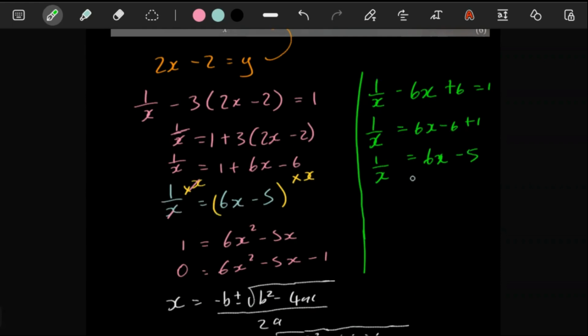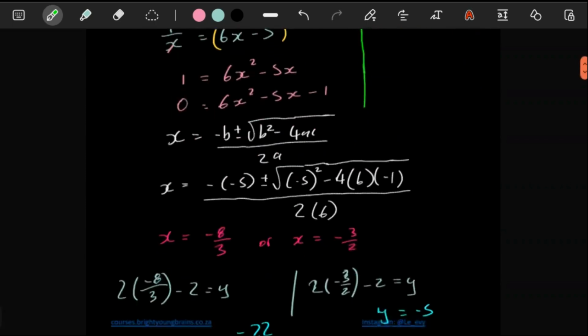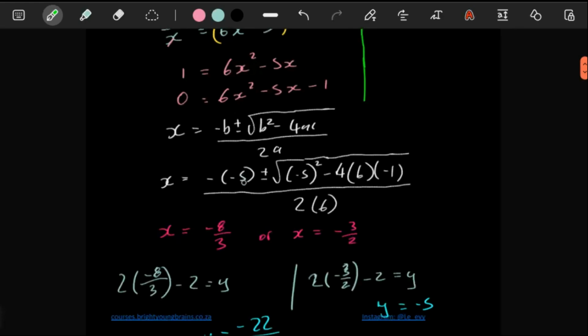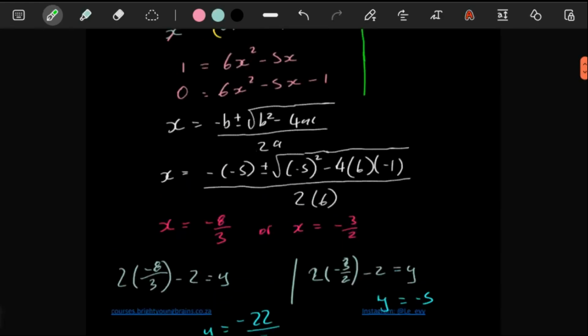And we said you're going to multiply by x on both sides. We did that, times this, times that. And then we put this into the quadratic formula: minus b plus or minus the square root of b squared minus 4ac, over 2a. This is not fun, eh?